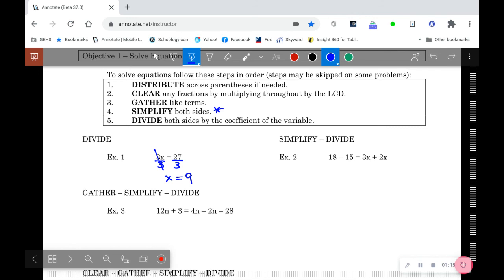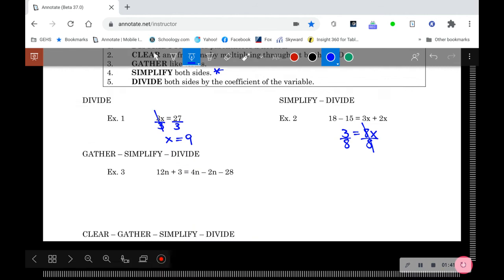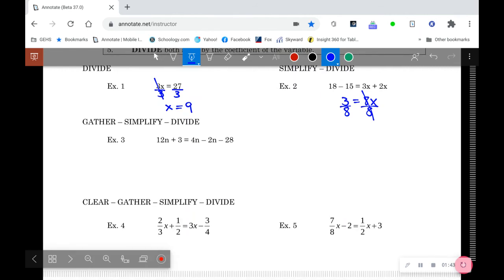So now we're going to back up and do one that uses steps 4 and 5. Steps 4 and 5 would be simplify first and then divide. So on example 2, I'll simplify the left side to 3 and the right side to 8x. And once I've done that, you'll divide by the coefficient of the variable, which is 8. And you get an answer of 3/8. Okay, so some pretty simple ones so far.